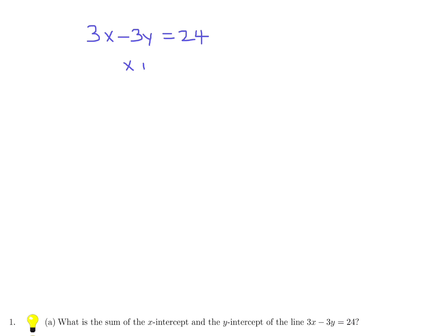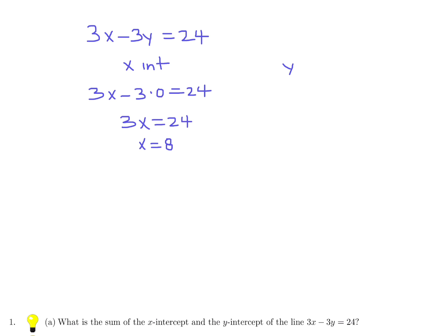To get the X-intercept, you set y equal to 0. So let's do that. 3x minus 3 times 0 equals 24. And that will give me 3x is equal to 24, and therefore x is equal to 8. So that is my X-intercept.